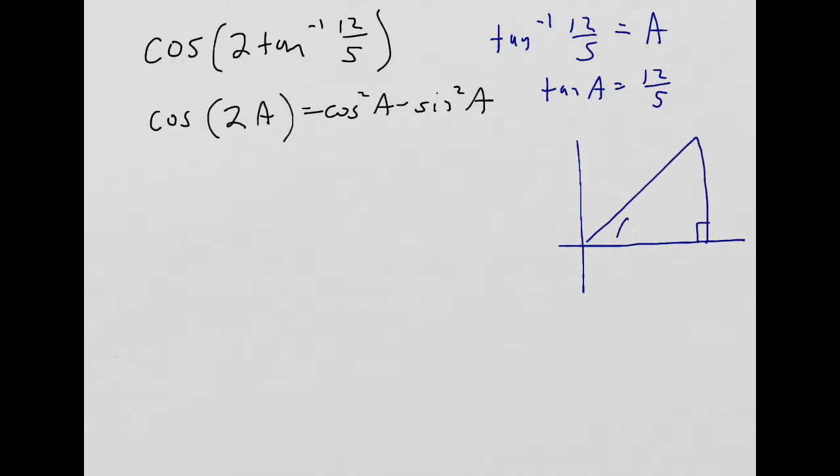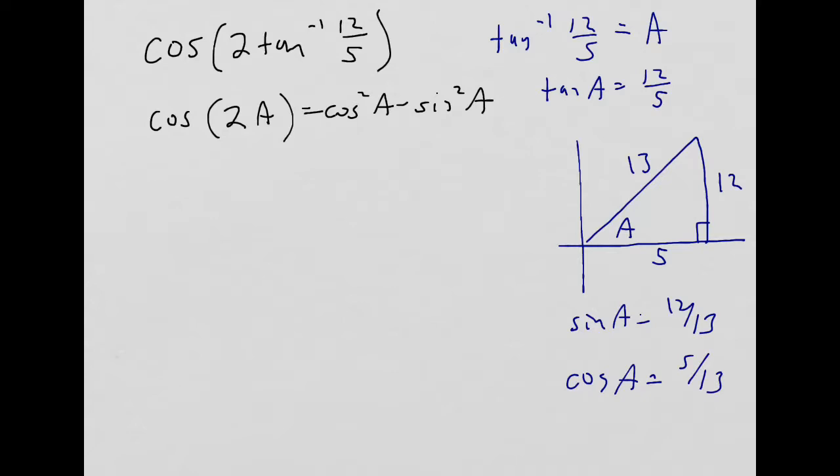If this is A and we've got our triangle, we know that tangent is opposite over adjacent, the y over the x. So this should be 12, this should be 5. So what does that mean then? Using the Pythagorean theorem, the hypotenuse is going to be 13. So we can get the sine of A here. The sine of A is opposite over hypotenuse, or 12 over 13. And the cosine of A is going to be adjacent over hypotenuse, or 5 over 13.